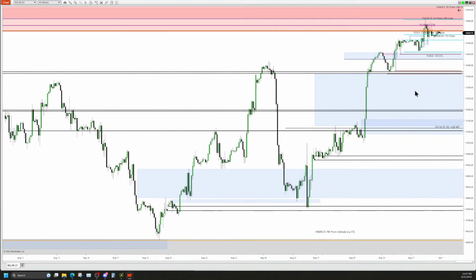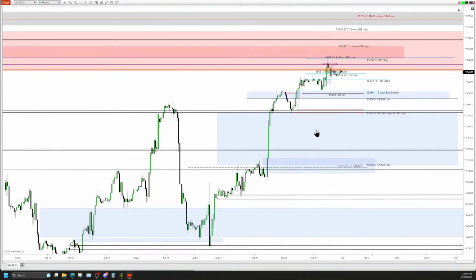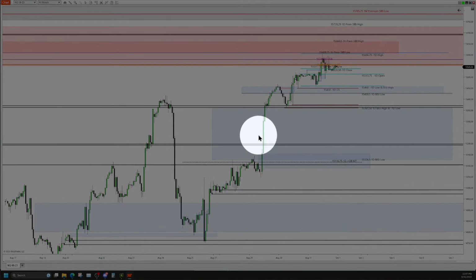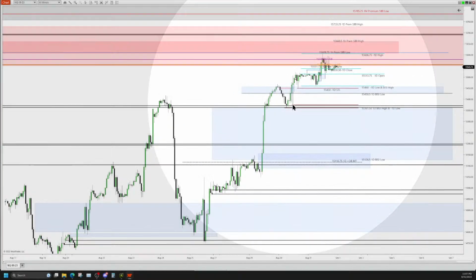All right. So lots of imbalances here. Lots and lots of targets that have been left open here. Those are pretty obvious ones here. And then all this liquidity that hasn't been touched yet. So there's some sell side liquidity here, sell side here, sell side here. For sure, there's a good chance that we could take those out.